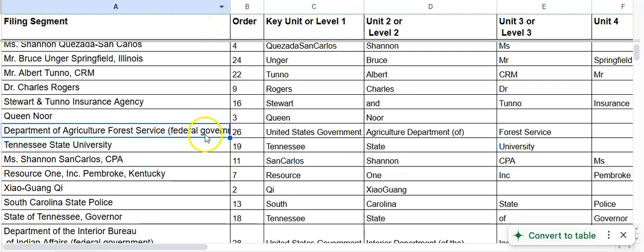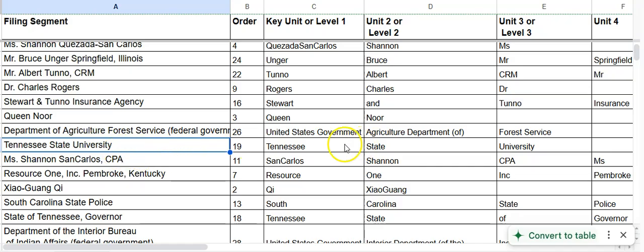Here's another federal government agency. So of course, the level 1 is United States government. The name of the department is Department of Agriculture. So when we write out level 2, the most important part of that is Agriculture, and then Department, and of is in parentheses. If you're given either a service, a bureau, an office, or an agency, that's going to be level 3. And so we have the Forest Service. So level 3 is Forest Service.